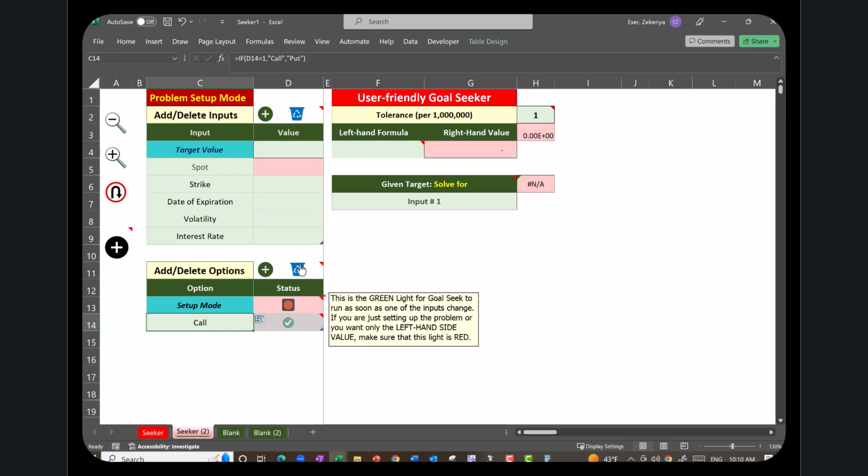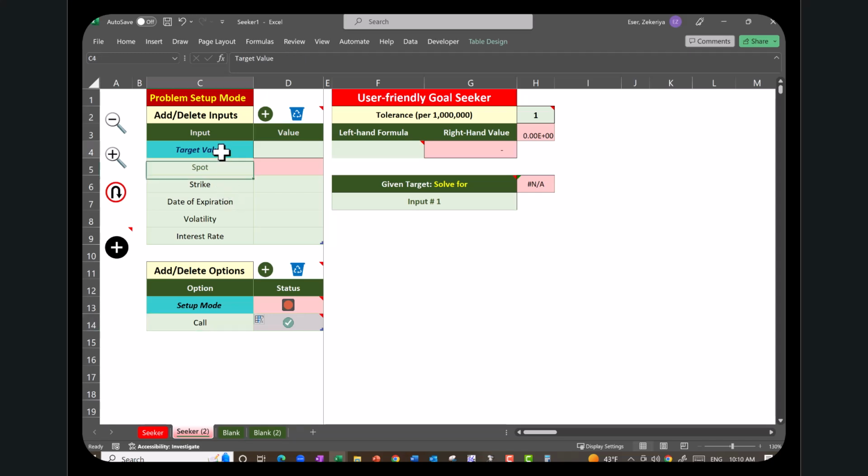All right. I'm going to actually call this the option price. Let's put in spot $100, strike $100. Date of expiration 2/16/24. We'll worry about formatting later. Not much later.